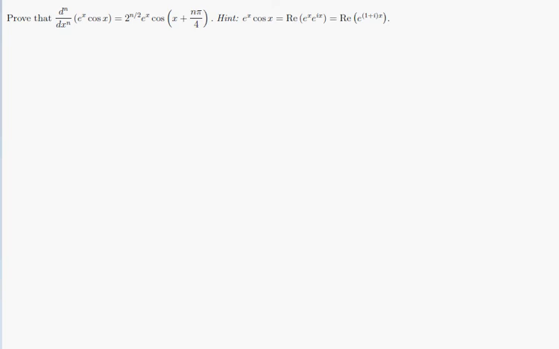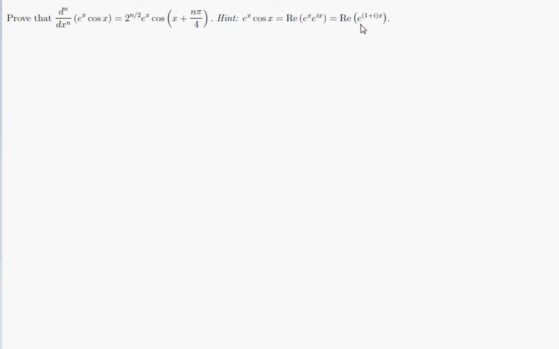Let's prove this very interesting formula for repeatedly differentiating e to the x times cosine of x. The way that we're going to do that is to realize that e to the x times cosine of x is the real part of e to the (1 plus i) times x.